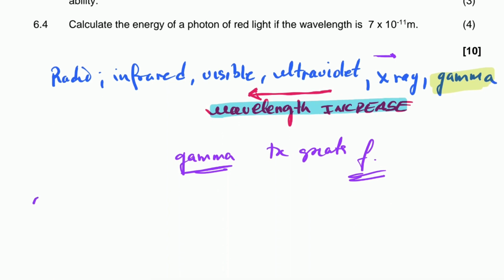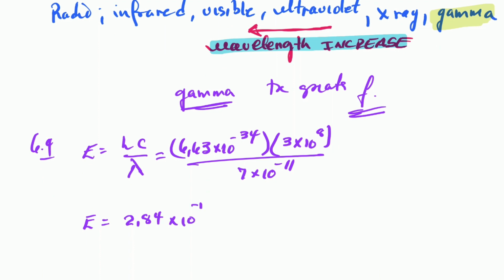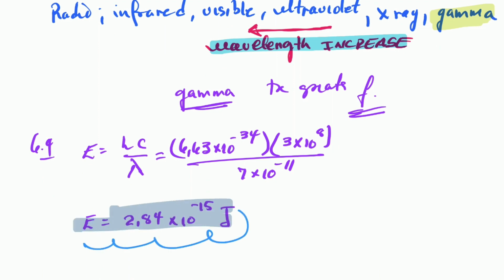Calculate the energy of a photon in a red light if the wavelength is 7 times 10 to the minus 11, question 6.4. So now it's very simple. Energy is equal to h multiplied by c divided by wavelength. That is one of the formulas you have. So if you substitute here, everything is given to you. And this is the answer, guys. They're asking you to calculate the energy.